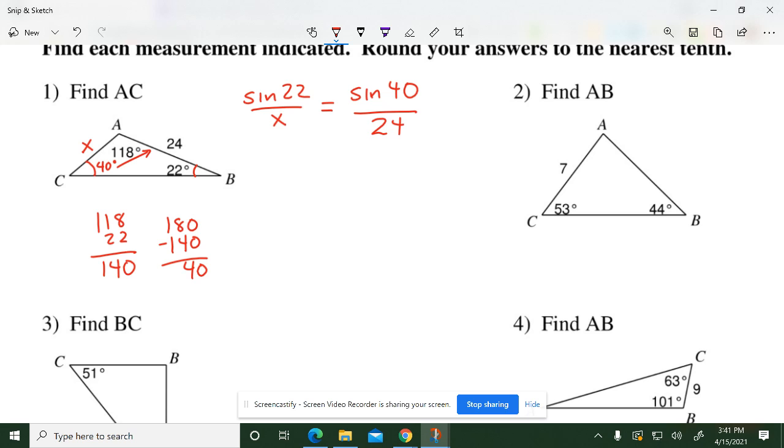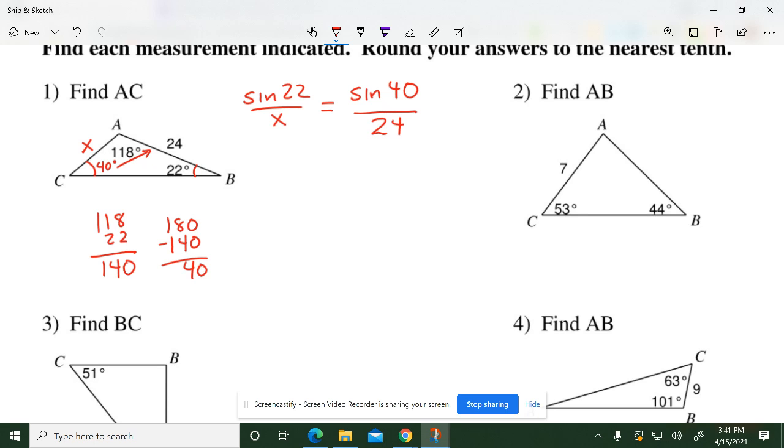So numbers 3, 4, and 5 are also like that, where you'll have an angle to match up with your missing side, but you're also going to have an angle that doesn't really go with anything. So you need to find that third angle so you can use it. And the good thing about angles is if you know two, you can always find the third, regardless of what kind of triangle it is.